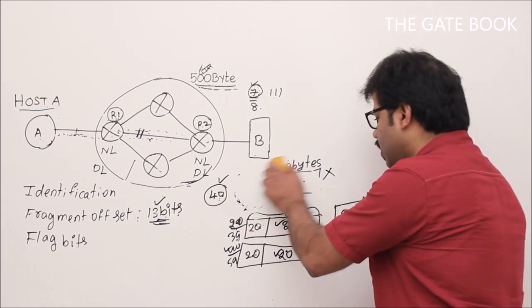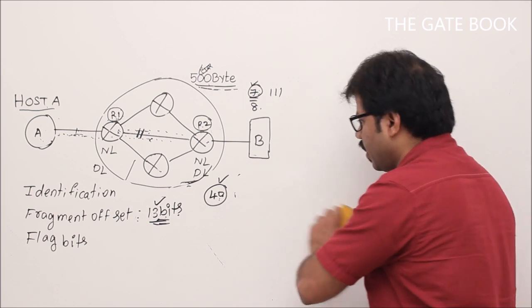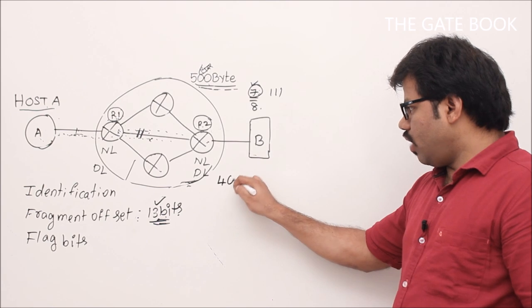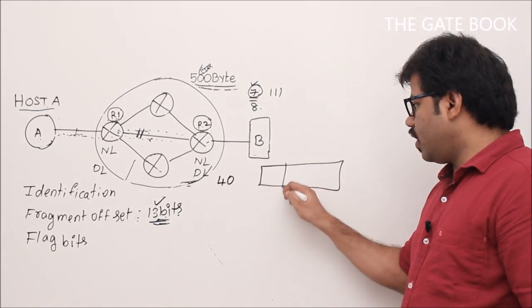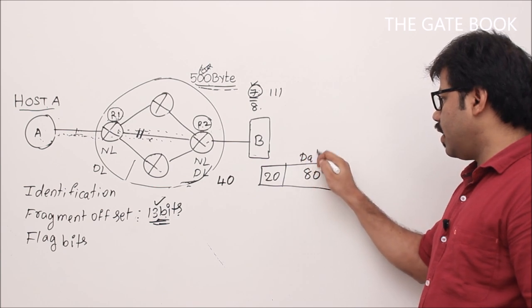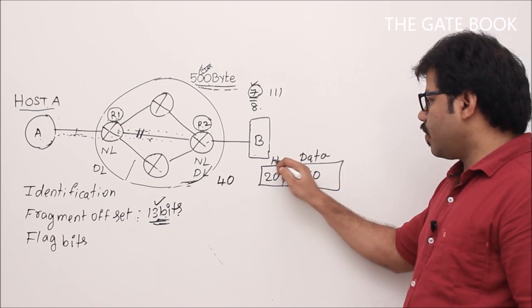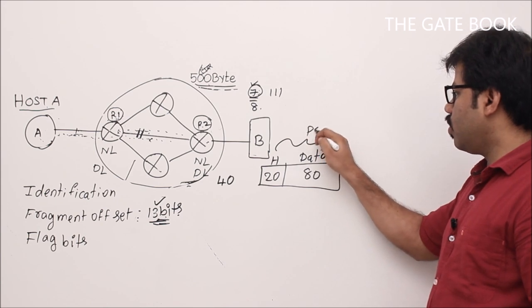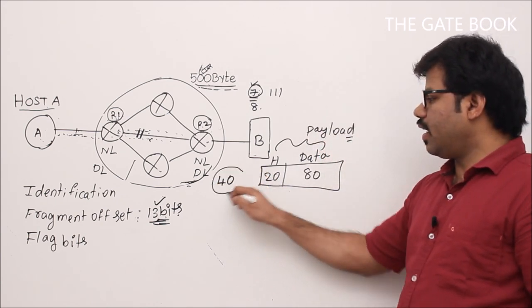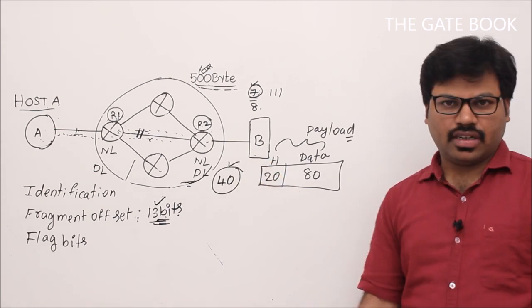For proper fragmentation, I will tell you what we are going to do. Now let's remember the story. The datagram has now 100 bytes. Out of that, the header is 20, and 80 is the data. Okay, this is data, this is header. This entire thing is the payload. For whom? The data link layer. So what did the data link layer say? I want only 40 bytes of data.